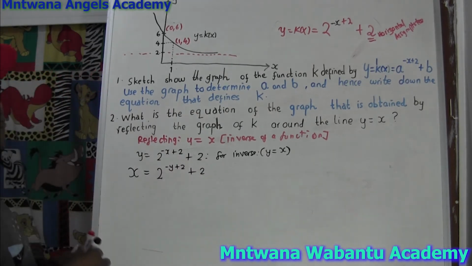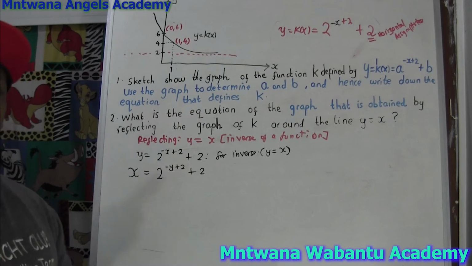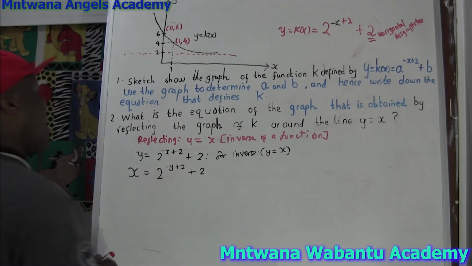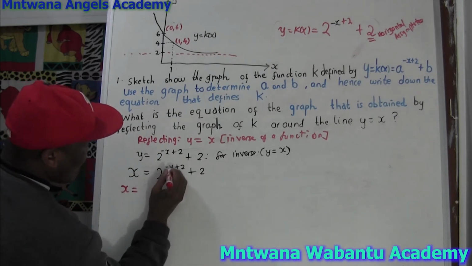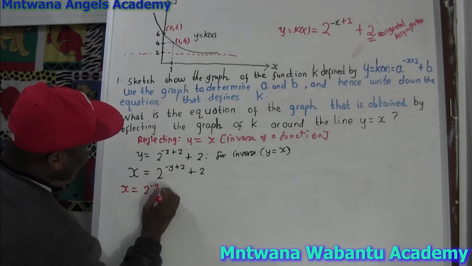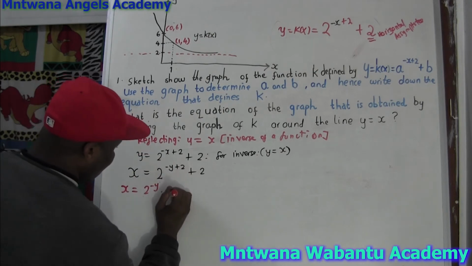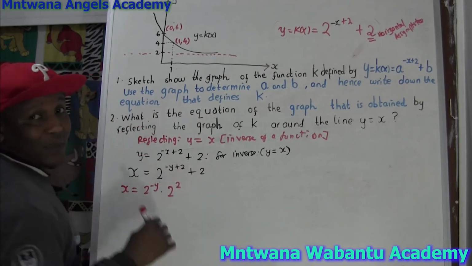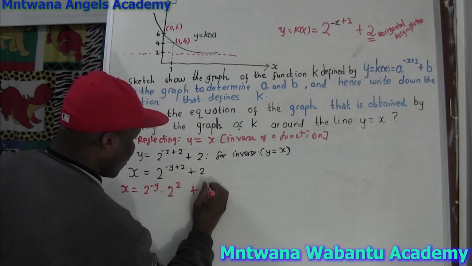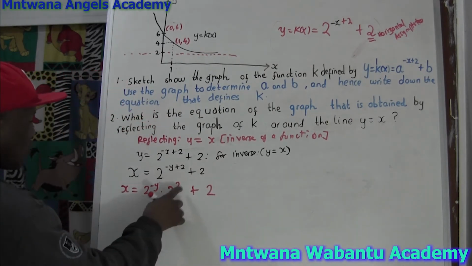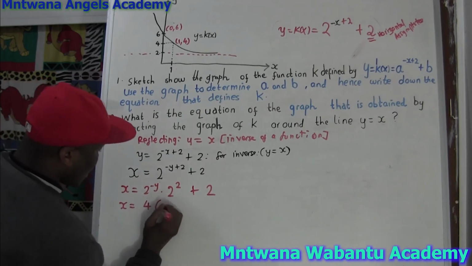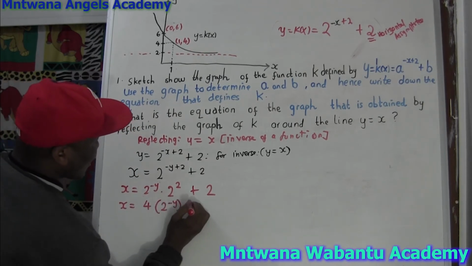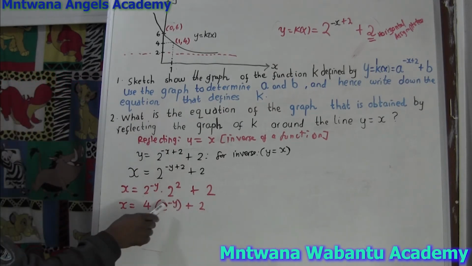Okay, so what we're going to do, we have to make y the subject. Then we'll make y the subject, that's the end of the business. So we have x equal to 2 to the power negative y, plus 2. And 2 to the power 2 is acceptable mathematically, from the exponential rule. These are the rules of exponentials, accept it, okay. 2 to the power 2 equals 4, so this is going to be 4 times 2 to the power negative y, plus 2. So our intention is we want to make y the subject. You know what I'm saying?